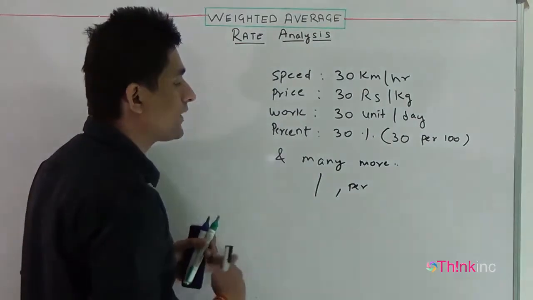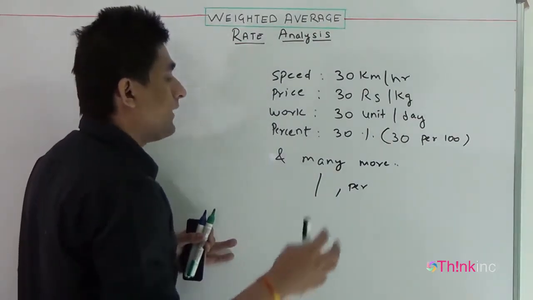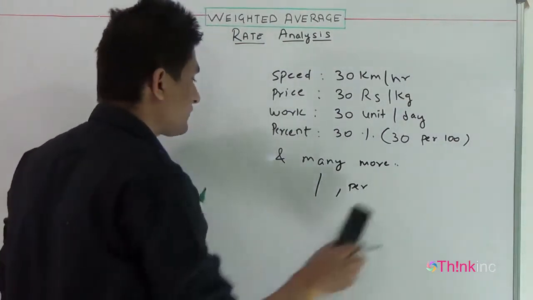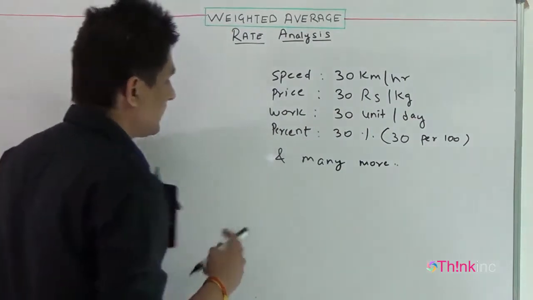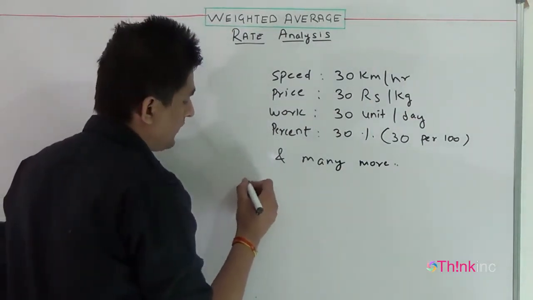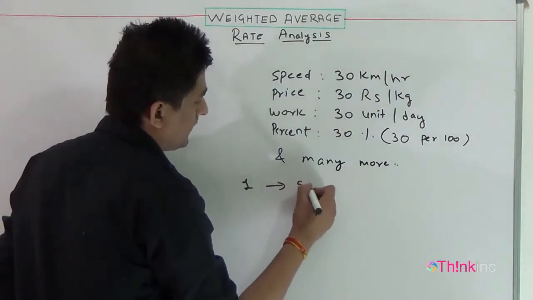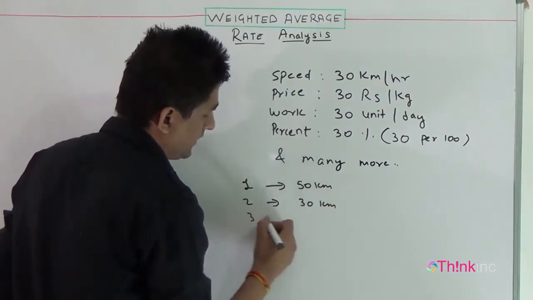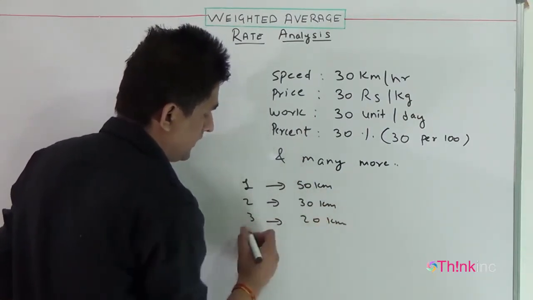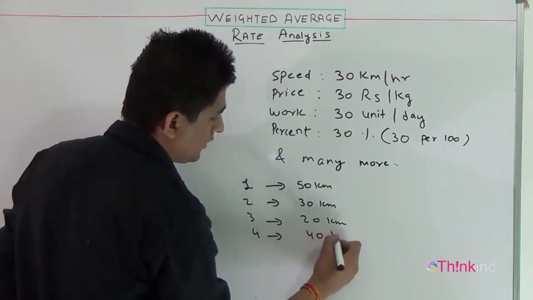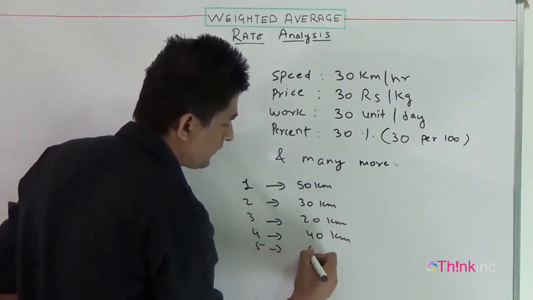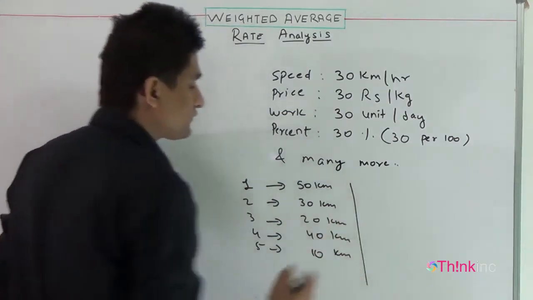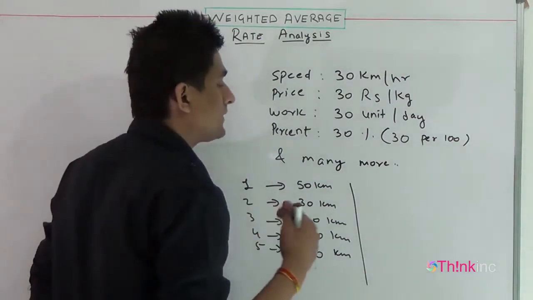Why am I discussing rate quantity? Because rate quantity represents the average of a group. Let me take one example that will make this clear. Suppose there is a bus, and in the first hour it travels 50 kilometer. In the second hour it travels 30 kilometer. In the third hour it travels 20 kilometer. In the fourth hour it travels 40 kilometer. In the fifth hour it travels 10 kilometer. And we have to find the average distance traveled by the bus in an hour.